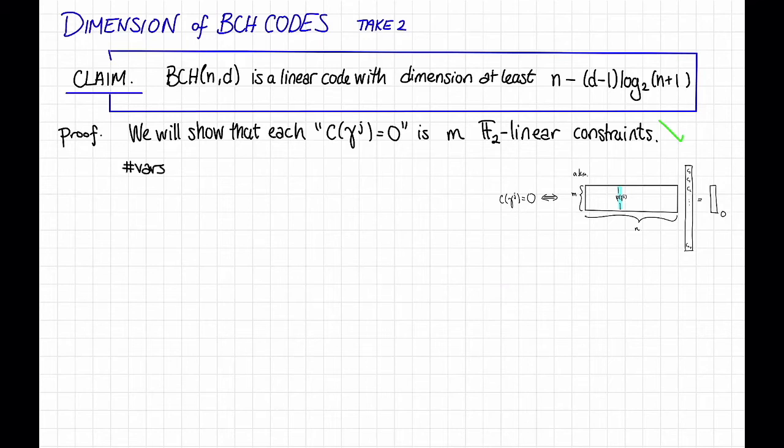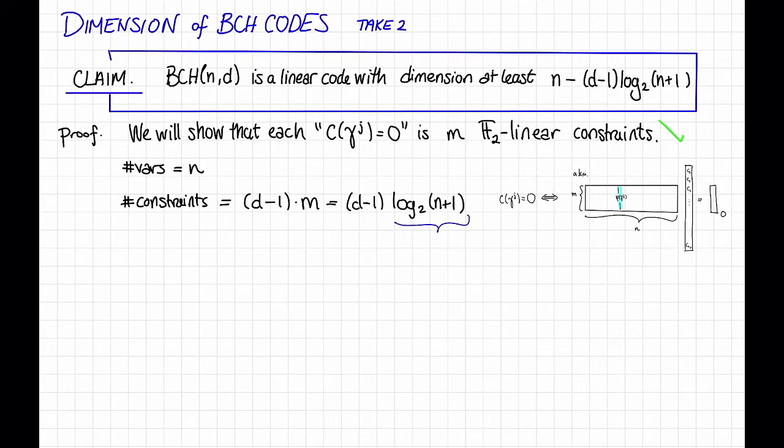So the number of variables is equal to n, c_0 through c_{n-1}. The number of constraints: I have m F2 linear constraints for each one of these, and I have d-1 of these, one for each j. So this is m times d-1. And this is equal to d-1 times the log base 2 of n plus 1. That's because n was equal to 2 to the m minus 1, and I just solved for m.